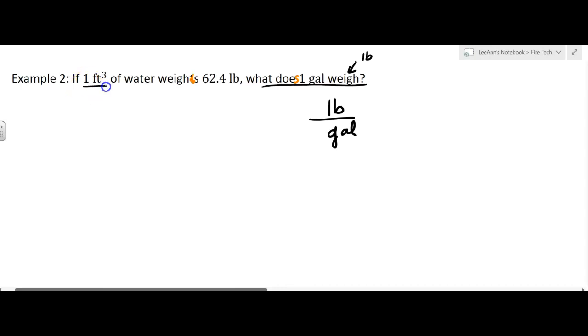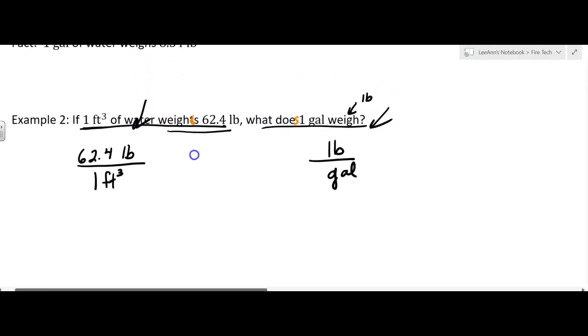I know that 1 cubic foot weighs 62.4. So pounds I'm going to want in the numerator, 62.4 pounds, and that's going to be over 1 cubic foot. Okay, so that's what they gave me. That's what I'm starting with. Pounds, that looks good. I got pounds in the numerators, pounds in the numerators. Okay, I like that.